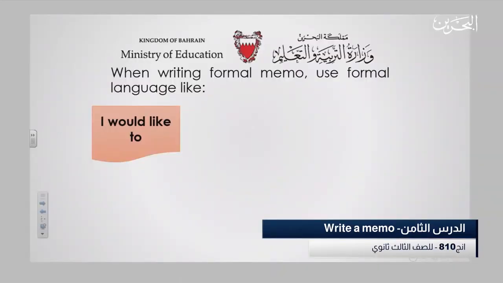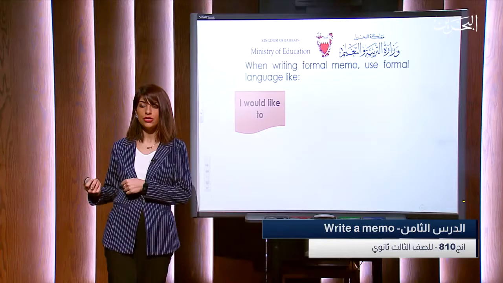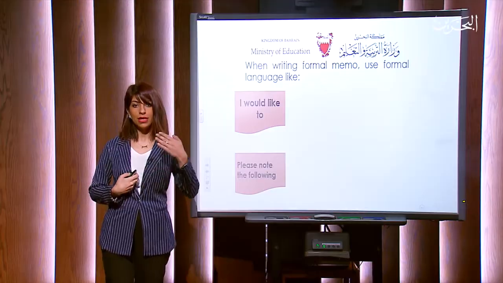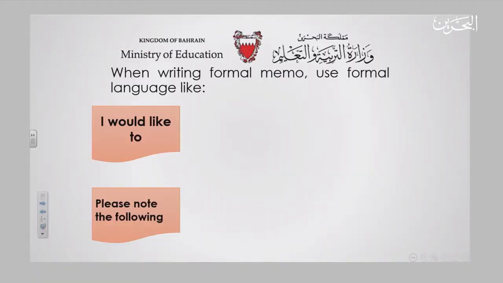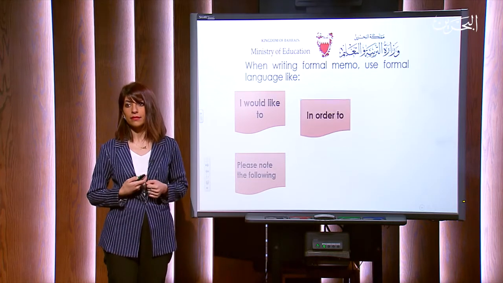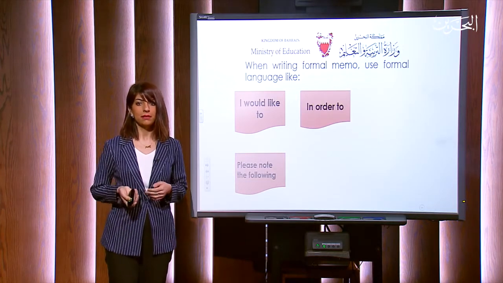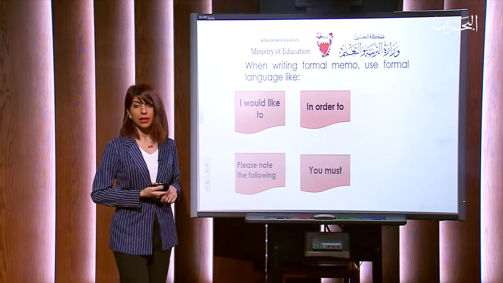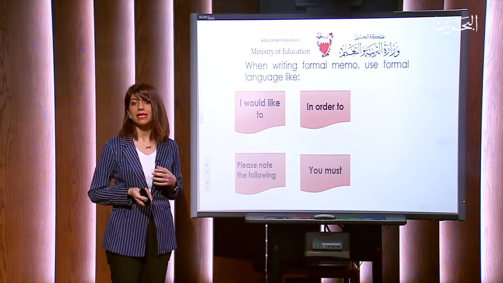I would like to. Instead of saying I want, it is not written to your friend or someone so close to you, it is formal, so you have to start with I would like to. Please note the following. If you are going to list some rules, you have to tell them, please note the following, instead of saying read the rules, because again, it is formal. In order to, instead of saying because, in order to is more formal. You must, like you are showing them that the thing is essential.